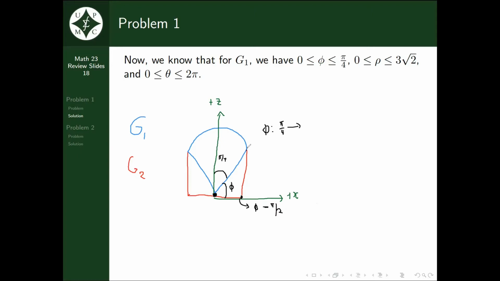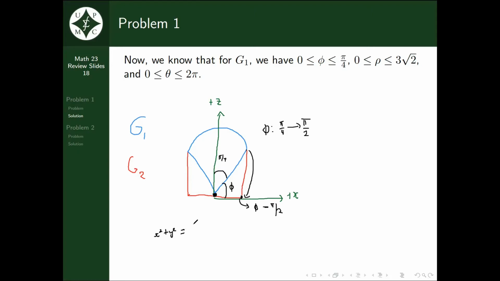So our lower bound is pi over 4, and we know that we go all the way to pi over 2. So that right there, that's the simplest way for me to explain why the bounds for our phi are pi over 4 and pi over 2. But what about rho? Well, rho is similar. We noted when we first drew this surface, or this projection of the surface, that the upper bound for rho was this cylinder. However, we're given the cylinder in Cartesian coordinates.